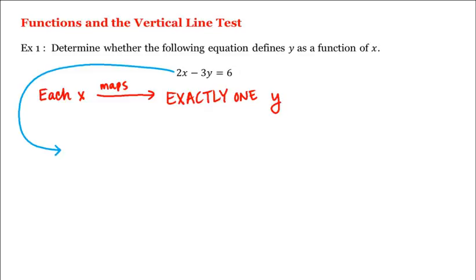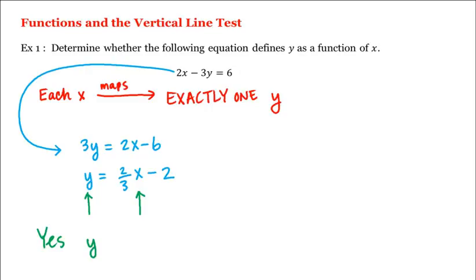So solving our equation for y gives us 3y is equal to 2x minus 6, and then dividing both sides by 3 gives us that y is equal to 2/3 x minus 6 divided by 3, or 2. Now for each input of the independent variable x, there will be exactly one unique output y. So yes, this equation does define y as a function of x.